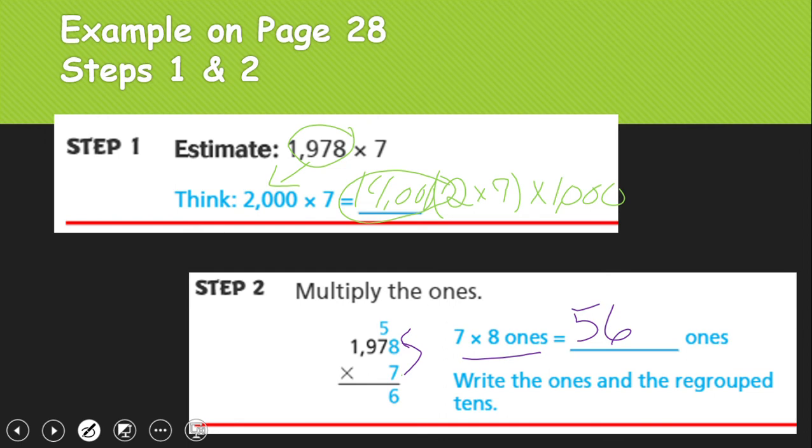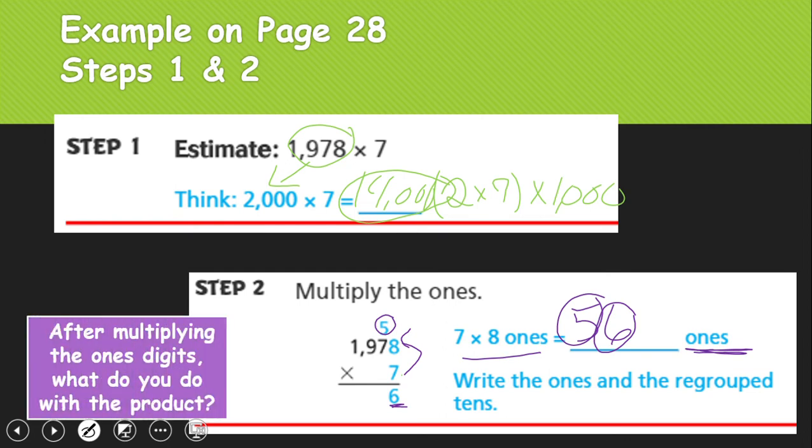Now we need to place our 6 in the ones place, and that's why it's right here in the ones, and then the 5 in the next place value, which is tens, and that's why we have the 5 up here on top of the tens place value. After multiplying the ones digits, what do you do with the product? As I just explained, your 6 goes in the ones place value and your 5 goes in the tens place value.